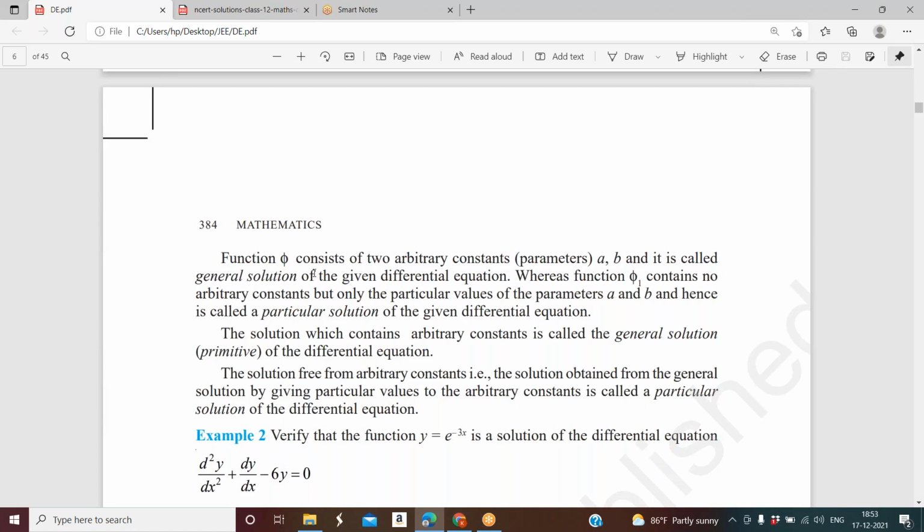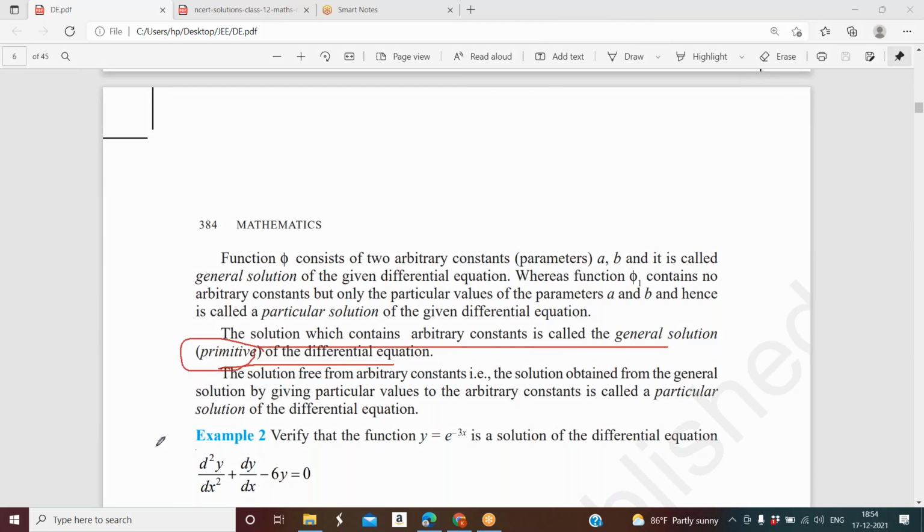it will contain arbitrary constants or parameters. That is the general solution. If you give particular values for the parameters, then that is known as a particular solution of the given differential equation. So a general solution is the solution which contains arbitrary constants. Any solution which contains arbitrary constants is called a general solution or primitive solution.